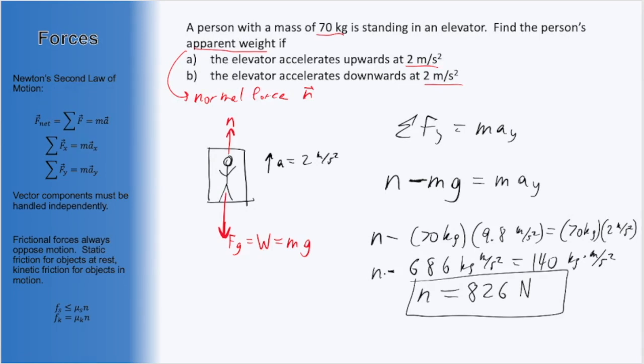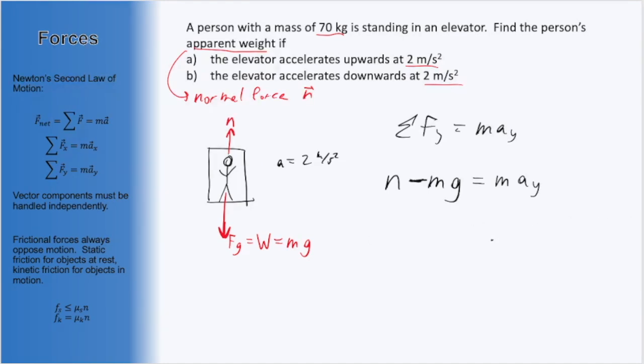Now that is for part A, so what changes in part B? Well, for part B, it's mostly the same scenario. Our person is still in the same elevator, however, the elevator is accelerating downwards now, so in our diagram, the acceleration is downwards. Since we have all the same forces, our net force equation still looks the exact same, so we can jump right to where we have the normal force minus mg equals mass times acceleration.